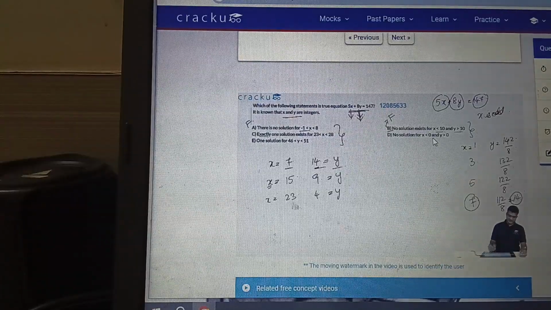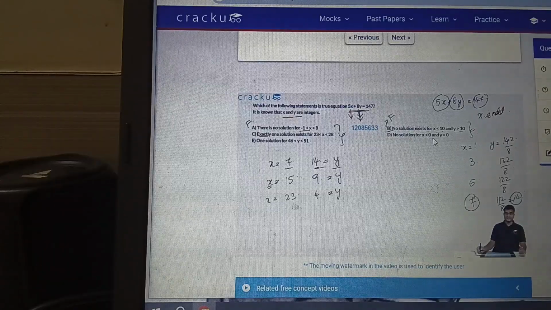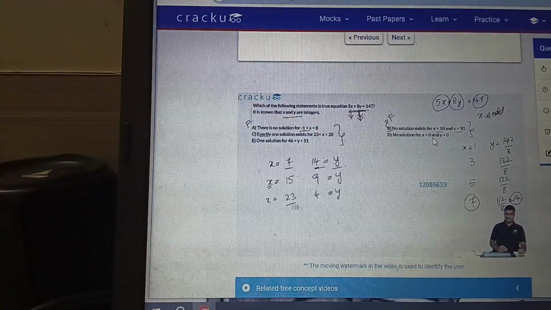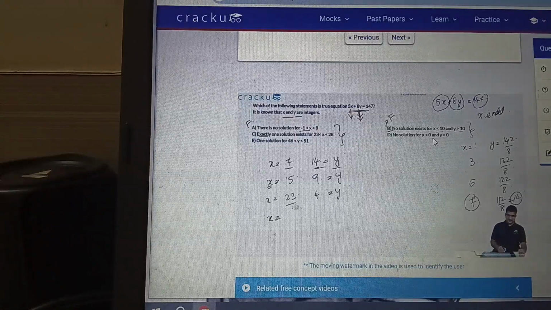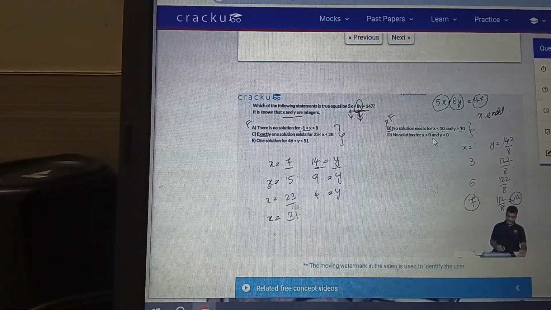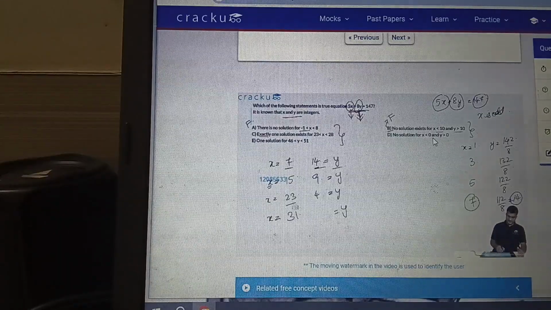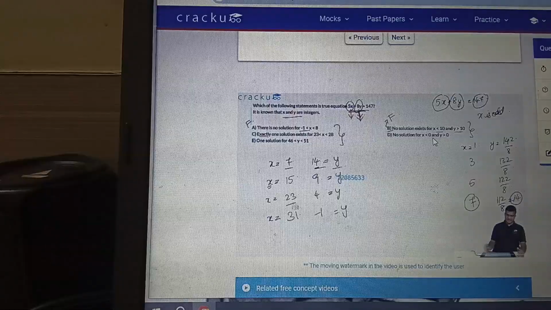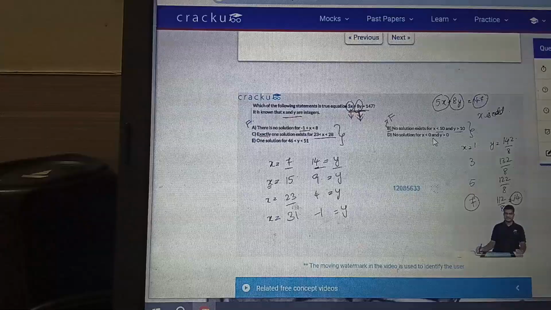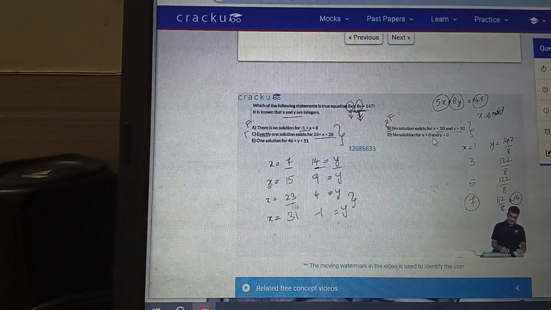Let us look at the third option. The third one says that exactly one solution exists when x lies between 23 and 28. We know that when x is equal to 23, there is a solution, and the next solution comes when we increase the value of x by the coefficient of y, which is 8, so this becomes 31, and the value of y is decreased by the coefficient of x, which is 5, so this becomes minus 1. So as you can see, there is no value of x which is strictly greater than 23 and strictly less than 28, which satisfies the given equation. So this is also not correct.